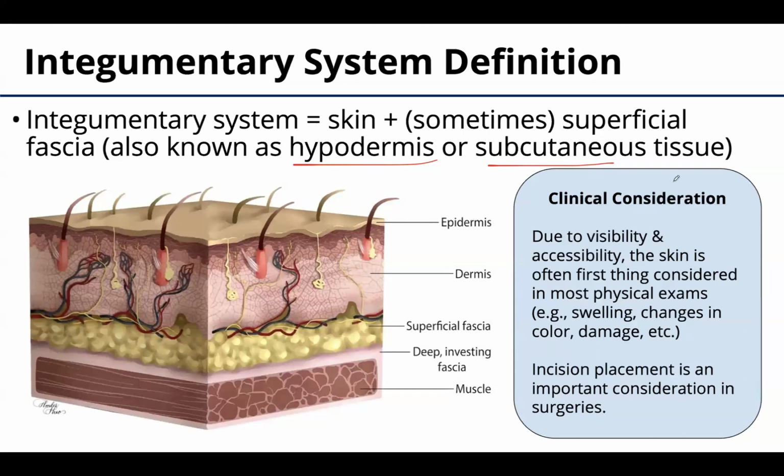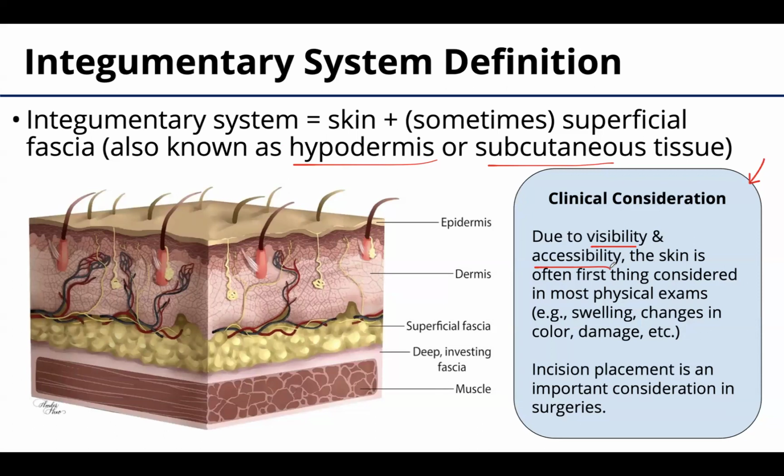Skin is hugely important clinically. First and foremost, it is visible and it is accessible. And it's usually the first thing considered in most physical exams. So just looking at a person's skin can give an indication of issues with deeper structures. Is there swelling? Or are there changes in the color of the skin, as in bruising or a change in typical color that can indicate something like blood not carrying enough oxygen from the lungs?